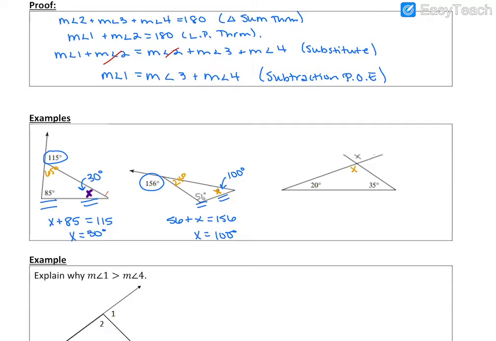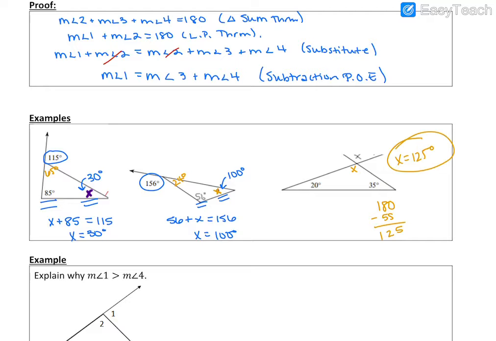So for this one, you're just going to use the triangle sum theorem to figure out what x is. Vertical angles, remember, are always going to be congruent. So if we have 20 and 35, what would be the last angle that would make it add up to 180? So 180 minus the 55, you're going to be at 125 degrees. So x has to be 125 degrees here.